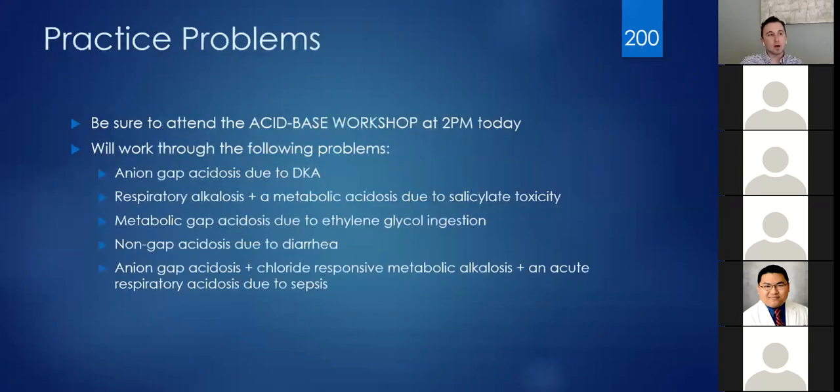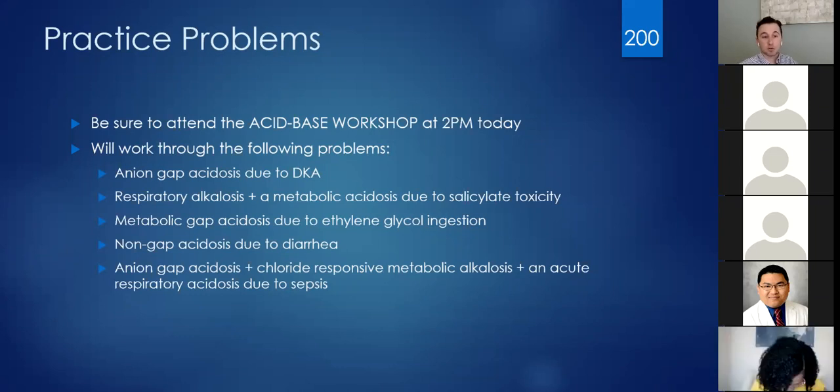Okay, so we can stop there. Like I said, if you can make the 2 o'clock workshop, I think it'll be really helpful and kind of tie all this together in a practical way. We're going to work through several problems. You can see the different things that we'll work through, and I'll show you how to go through it step by step, and work through a gap acidosis, work through a respiratory alkalosis, work through toxic alcohol ingestions, work through mixed disorders.